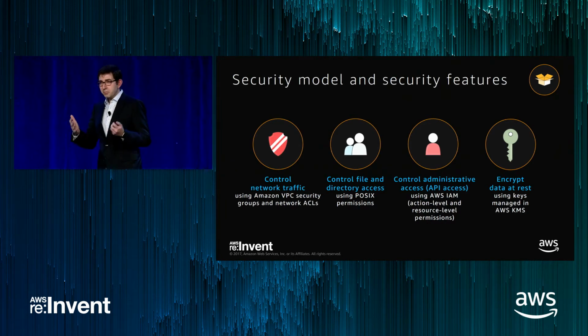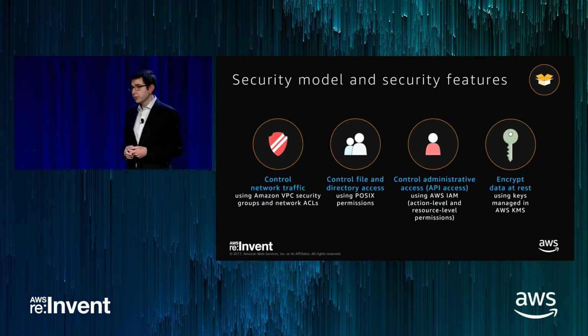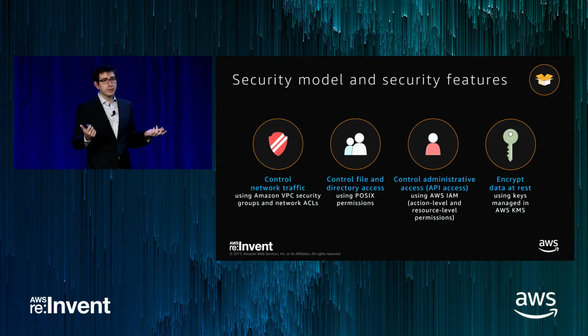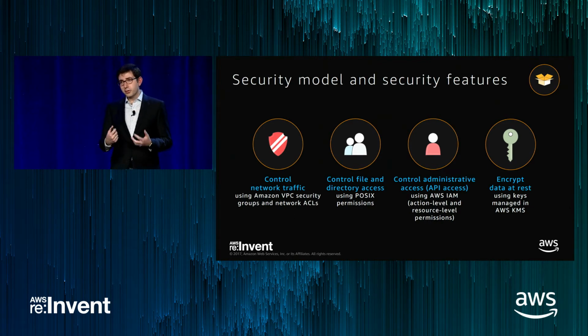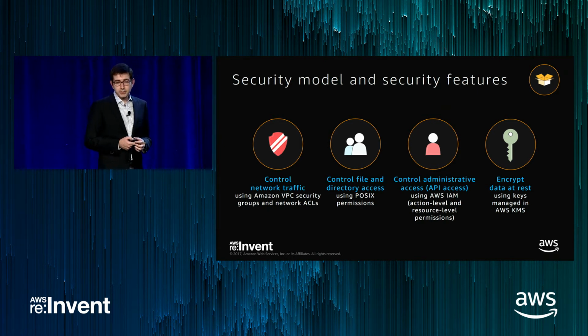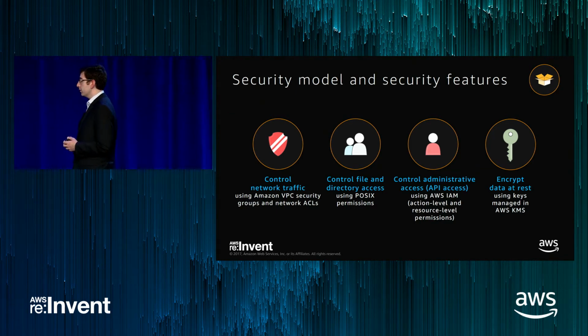So one aspect of features that you should think about when you're considering a storage solution is, what is the security model? And what security features do you get? So with EFS, you control network traffic using Amazon VPC security groups and network ACLs. So you can control what instances within your VPC have access to which file systems using those mechanisms. You can control file and directory access using standard POSIX permissions. You can control administrative access, so the ability to create file systems, delete file systems using IAM. And in August, we announced the ability to encrypt your data at rest using keys managed in AWS KMS, or Key Management Service.